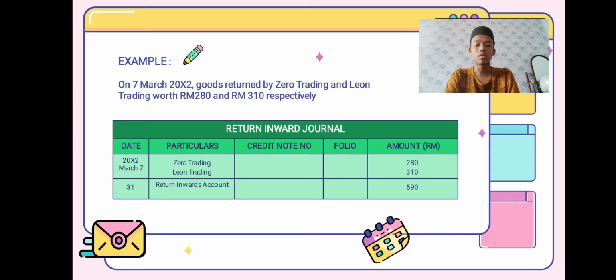For the example, on 7 March 20X2, goods returned by Zero Trading and Leon Trading were worth RM280 and RM310 respectively. At the date box, we need to put 20X2, 7 March. At the particulars box, we need to put Zero Trading and Leon Trading. At the amount box, we need to put 280 and 310. And lastly, we need to close the account and total the amount.